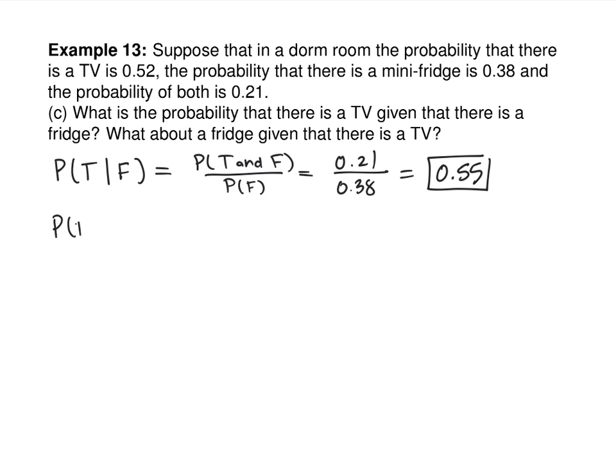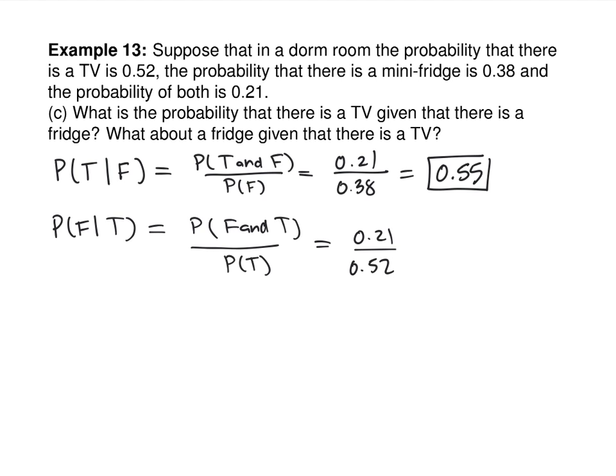Oh, one more. That was TV given fridge. How about fridge given TV? So F and T, which is no different than T and F, right? Okay, over 0.52, so 0.21 over 0.52. That works out to be 0.404. The thing to notice on those is that they're not the same. When you flip the order in those conditional probabilities, you do not get the same result. It's not commutative, okay?